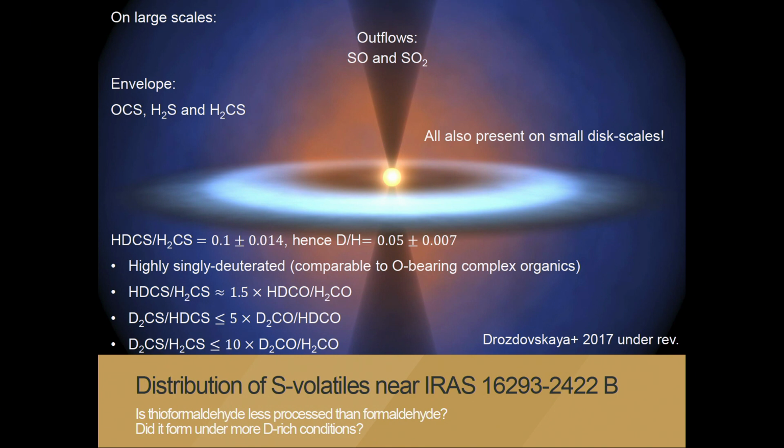If we compare this thioformaldehyde with its oxygen-bearing analog formaldehyde, then we're actually finding that it has a higher level of deuteration, singly for sure, and from the upper limits on D2CS as well. So it can suggest that perhaps thioformaldehyde is less processed than formaldehyde, or perhaps it formed under conditions that were even richer in deuterium.